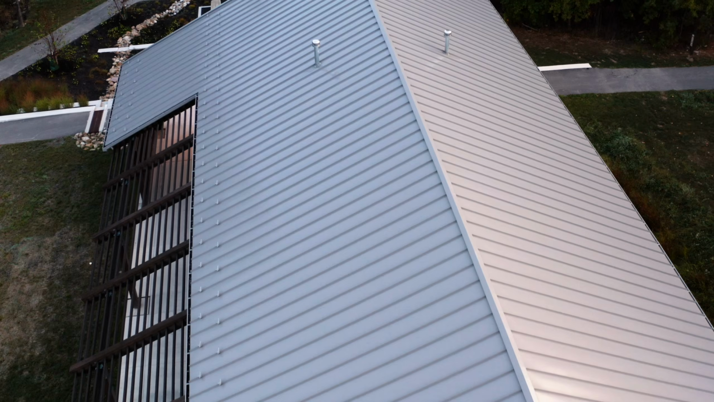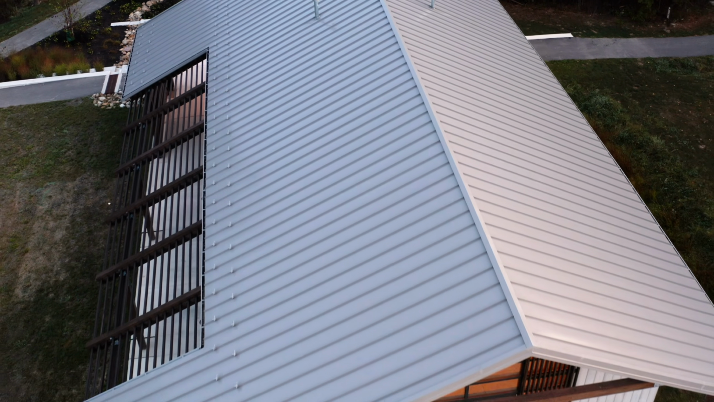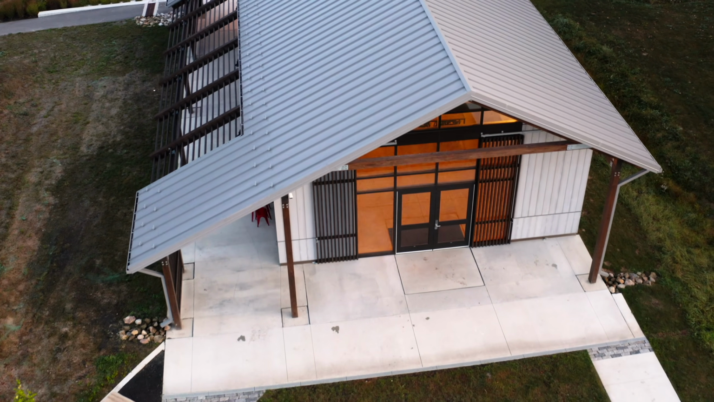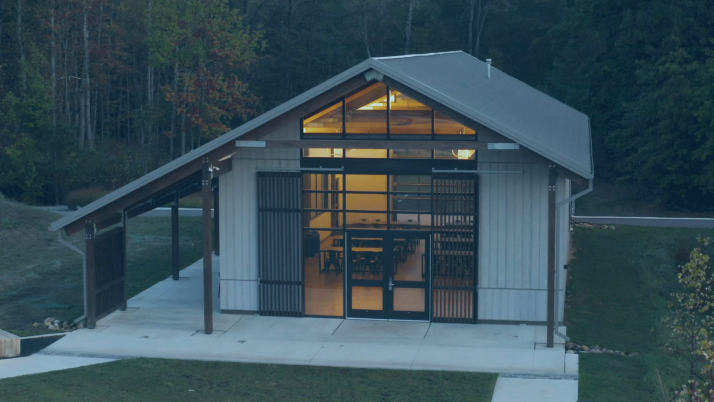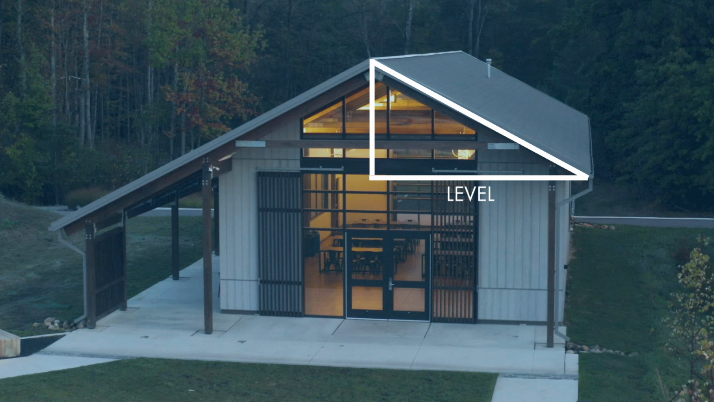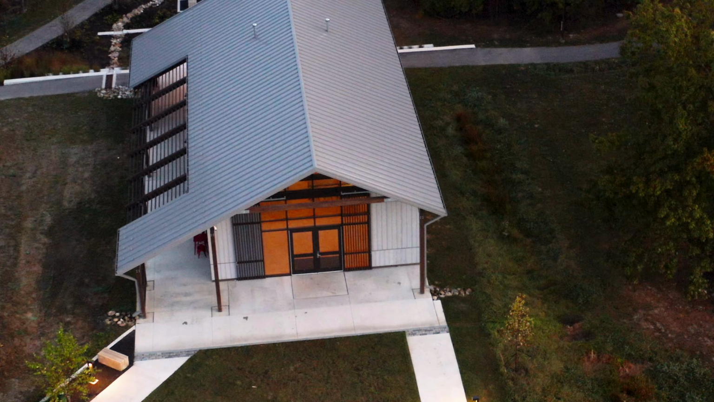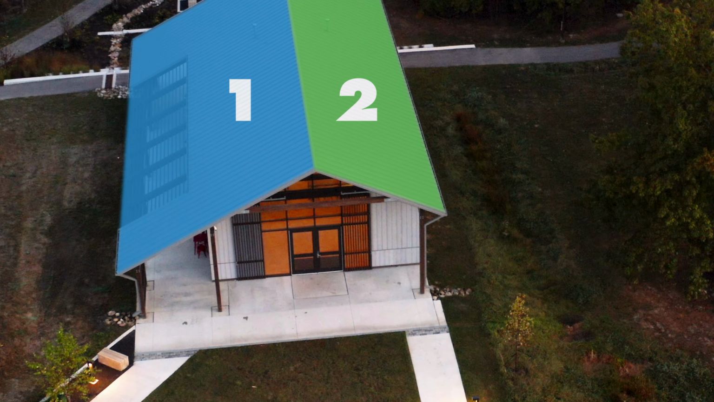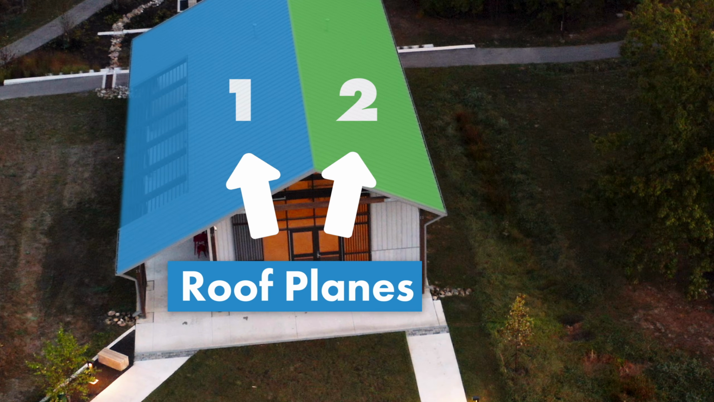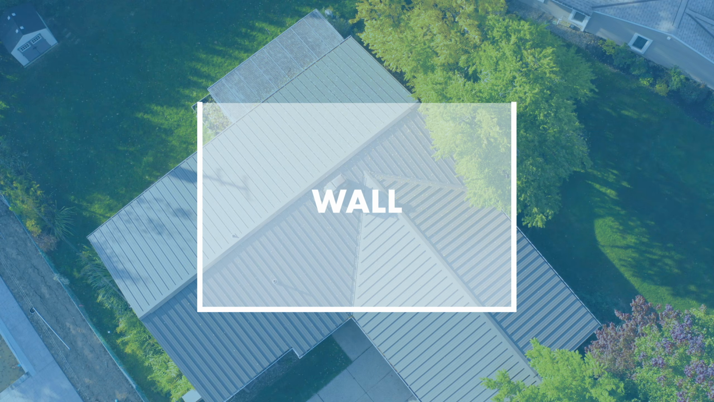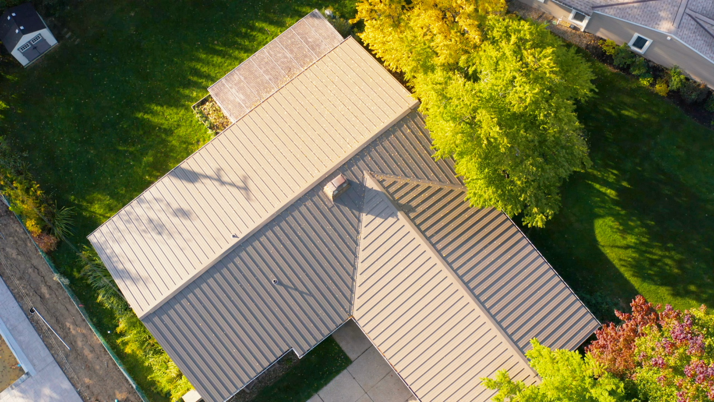Here we see a typical standing seam metal roof, which is a system that uses mostly hidden fasteners. Note that how much the roof is angled in relation to a level surface is referred to as slope. Each section of the roof that changes slope, direction, or orientation is called a roof plane. This house has a gable roof, which means the two roof planes go up and over the house and end at a wall.